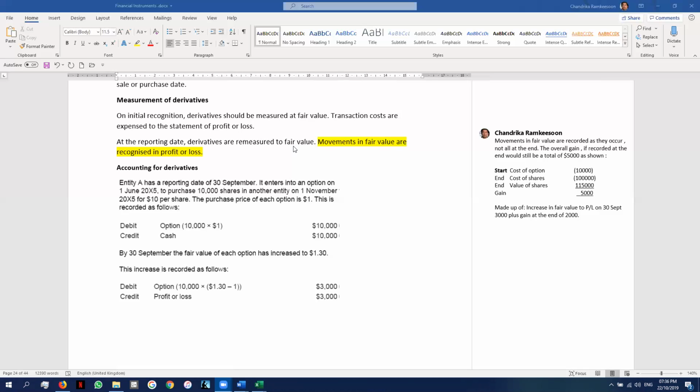In that case, of course, it does not mean that the entity is literally paying more at that point, but the option itself has to be revalued. In that case, the increase is recorded as follows. Debit option, literally, it's as though it's an asset and you're lifting the value up, okay? $3,000, credit profit or loss, $3,000.